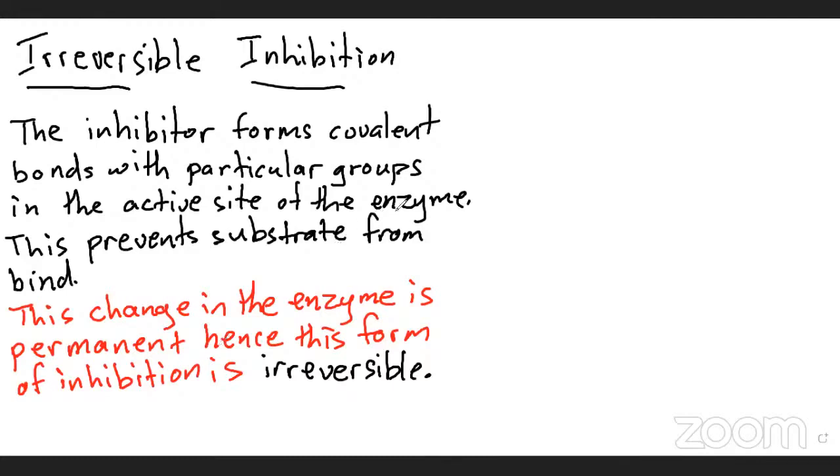So go ahead. You have a question? Yes, sir. Is it that reversible and irreversible inhibitions are types of the allosteric inhibition? Right. So some of them. For the competitive one, it is reversible, but for the allosteric one, it can be irreversible or reversible.